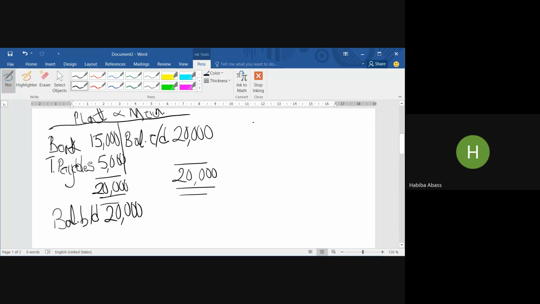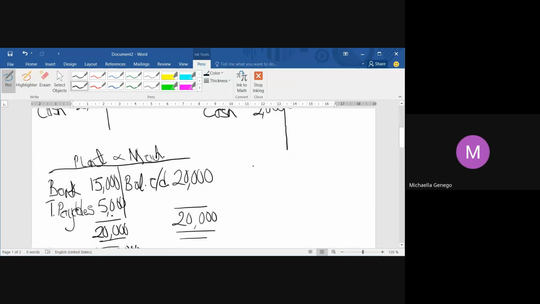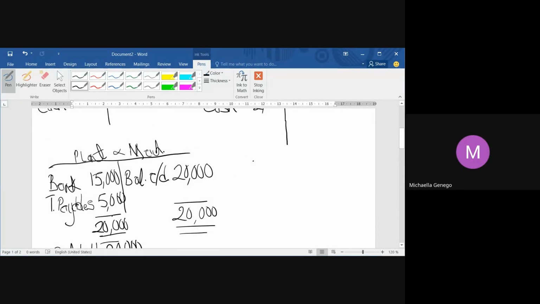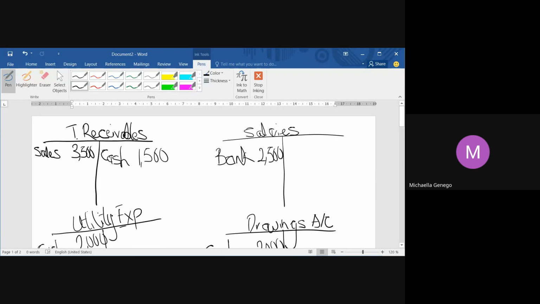Yes, madam. So do it for all the accounts, and then let's do the trial balance. For instance, let's take the trade receivable account. You see that here is 3,500. Are you following? Here is 3,500. Here is 1,500.